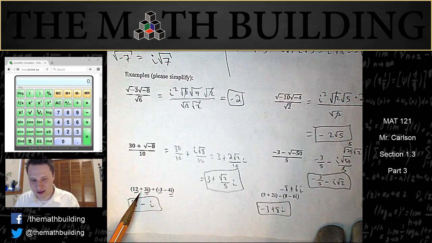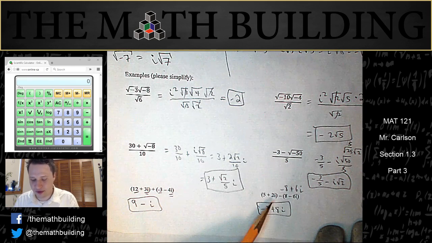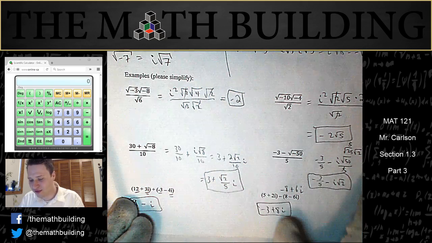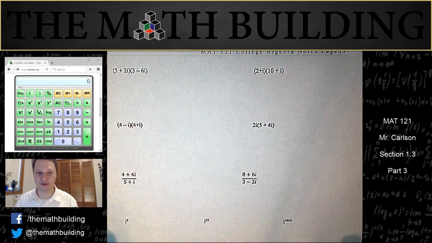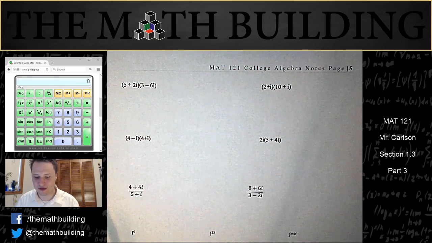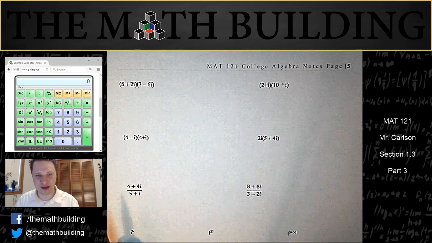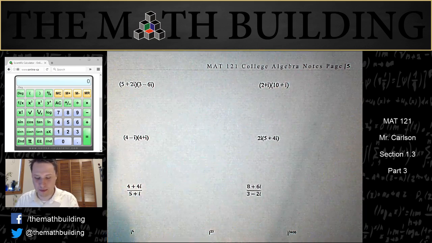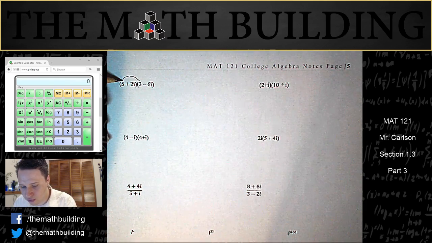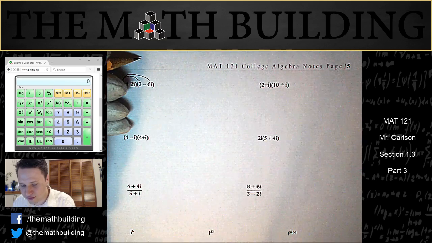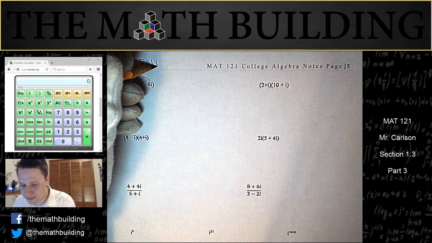Here we did adding complex numbers. Here we did subtracting complex numbers. So it makes sense that the next two things to learn are multiplying and dividing complex numbers. And the good news with this is if you're familiar with FOIL, multiplying complex numbers will be really easy because you just follow the rules for FOIL, which is first, outer, inner, last.